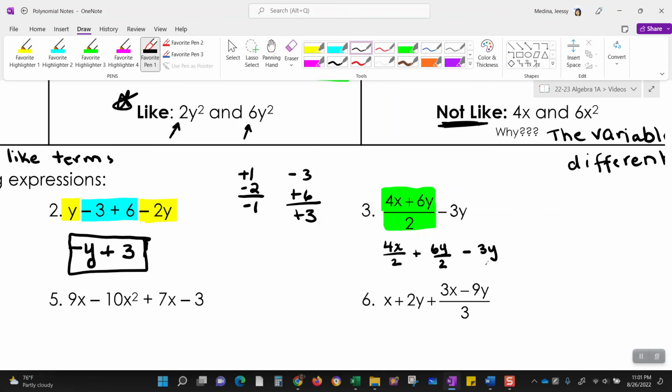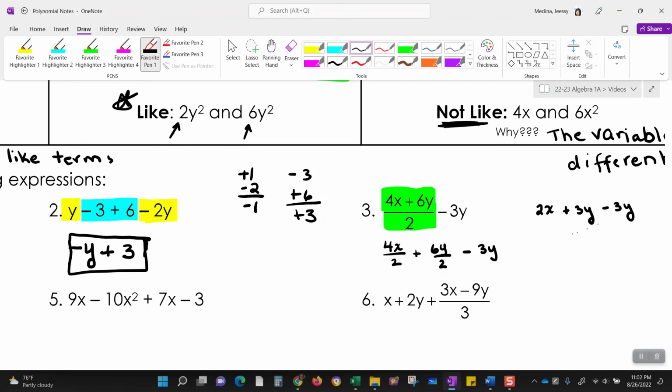All right, so now let's simplify. This is a fraction, 4 over 2, right? If we divide both of these by 2, oops, my bad. I wrote it in front of it. I'm not sure what I was thinking. 4 divided by 2 is just going to give us 2, so that'll become 2x. And then 6 divided by 2 is going to give us 3, so that's 3y, and then minus 3y.